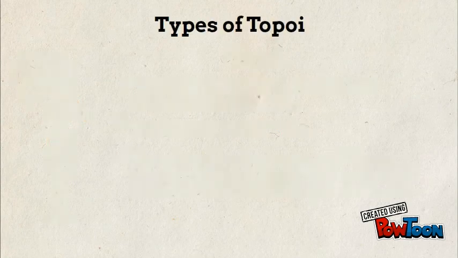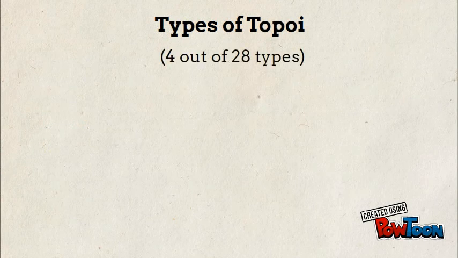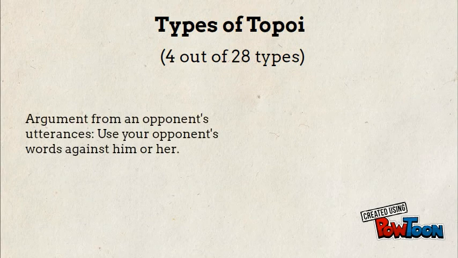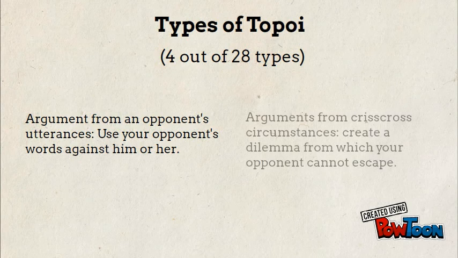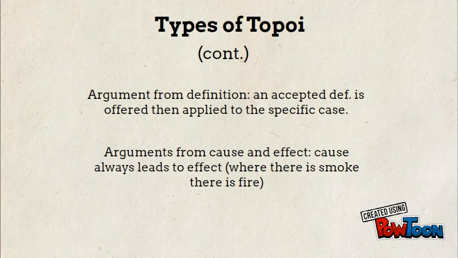Types of topoi. Our book goes over 28 types. However, many are not relevant in the modern era. Here are some types of topoi that are still used today. Arguments from an opponent's utterance, where you use your opponent's words against him or her. Arguments from crisscross circumstances, where you create a dilemma from which your opponent cannot escape. There is also argument from definition, where an accepted definition is offered then applied to a specific case. And arguments from cause and effect, the belief that where there is smoke, there must be fire.